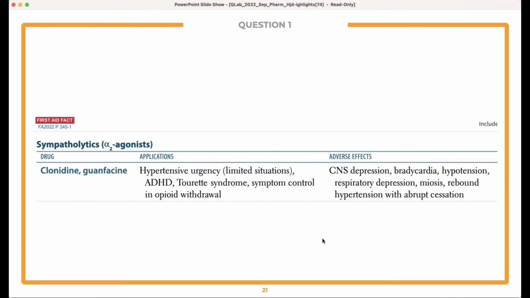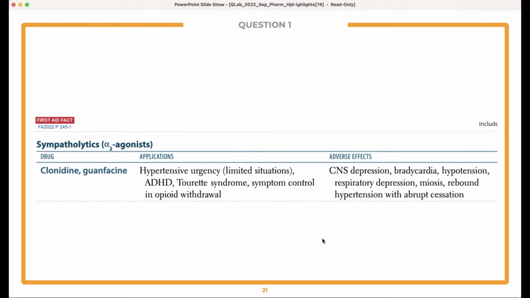This is talking about your alpha-2 agonists, like a lot of you selected, such as clonidine. It's used for hypertension and other things as well, like withdrawal symptoms from opiate withdrawal. You can see on the very far right under adverse effects, the very last one is rebound hypertension with abrupt cessation. Clinically, if you wanted to stop a patient on this, you would need to be very thorough in explaining how to slowly titrate off this medication. You do not want them to stop it suddenly, because then their blood pressure could go even higher.